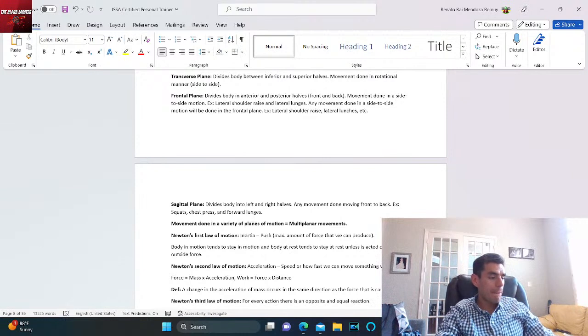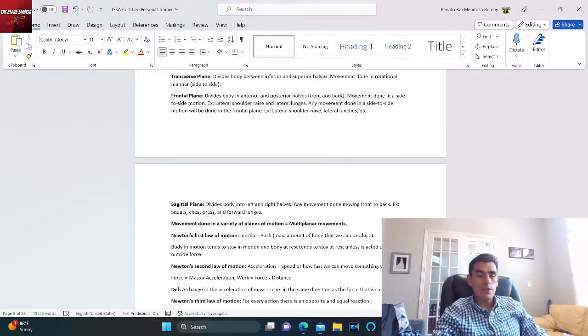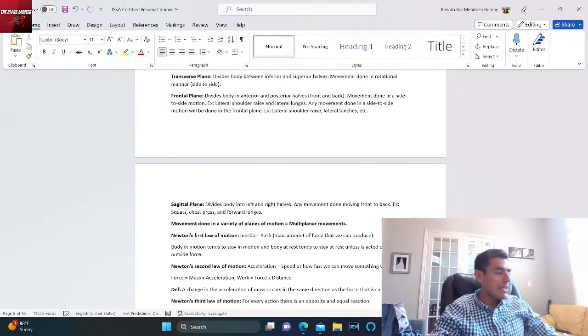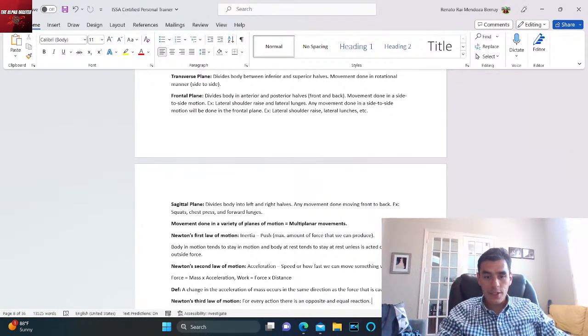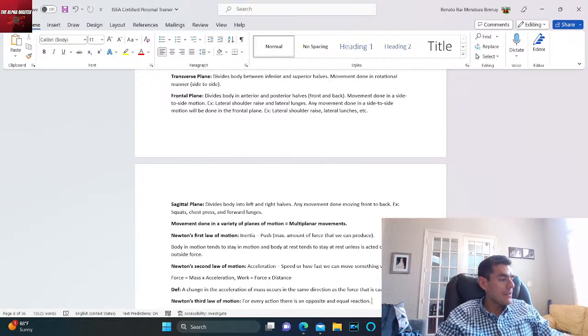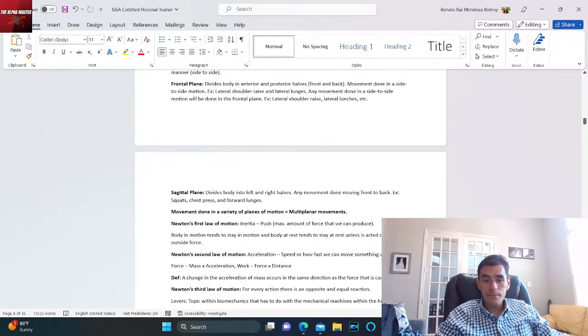Now, Newton's third law of motion is the law of action and reaction. Newton's third law of motion says that for every action there is an equal and opposite reaction.